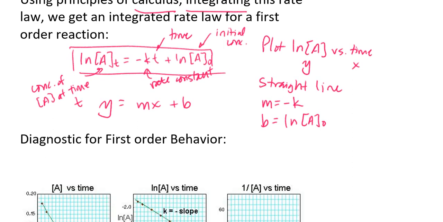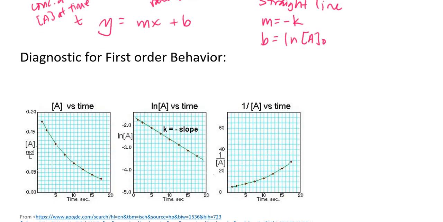And so what that means is, if for any reaction I'm given a series of concentrations that are measured at specific time intervals, if I take the natural log of those concentrations and plot them against time, I'm going to get a straight line. And the slope would actually be the rate constant times -1. Notice if I plot the concentration versus time by itself, I don't get a straight line, I get a curve. If I plot the reciprocal versus time, I still get a curve.